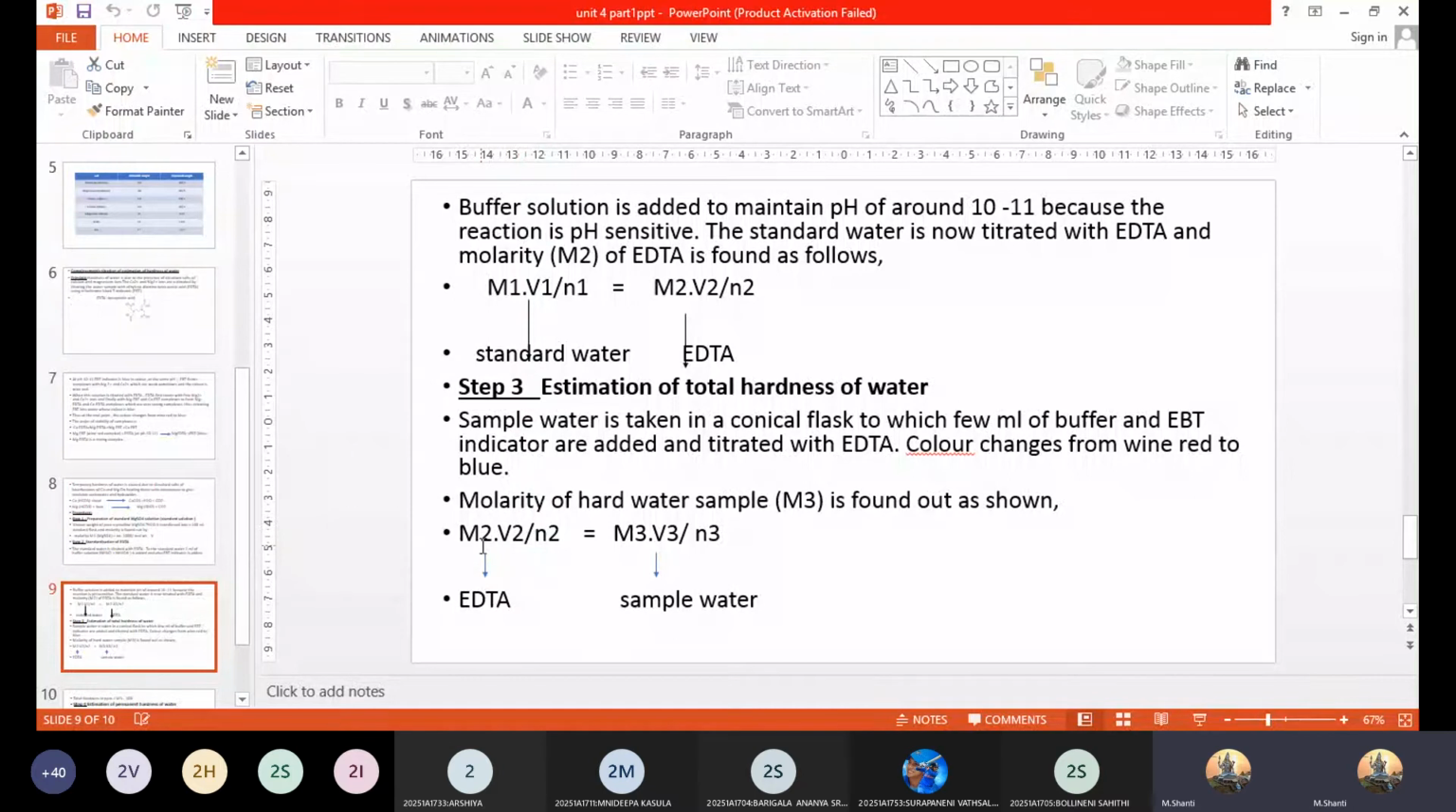So M2 remains whatever value you got from step 2. N2, N3, one each. M3 is what you have to find out now. V3 is the sample water, how much you have taken in the conical flask, and V2 remains the EDTA titer value. So substitute those values and get the M3 value.